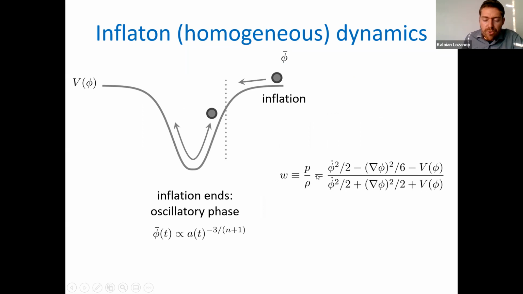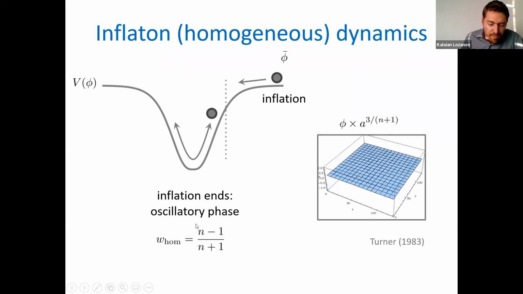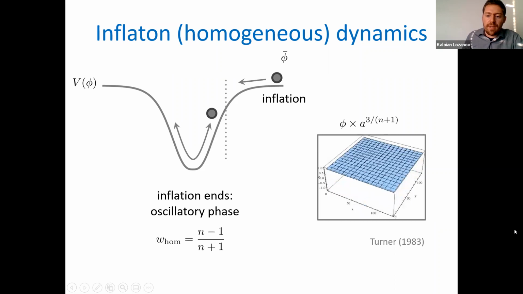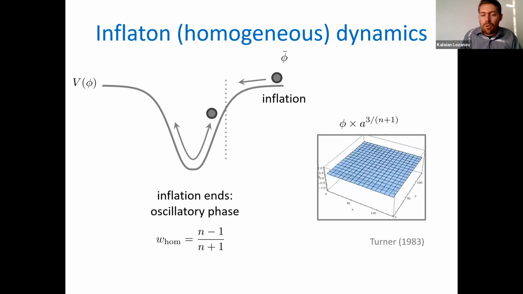Given all that, we can calculate the mean equation of state during the oscillatory stage. Here's the expression, (n minus 1) over (n plus 1). It's a well-known result, and its only requirement is for the inflaton to remain homogeneous while oscillating. What we show in our work is that the homogeneous assumption may not always hold.